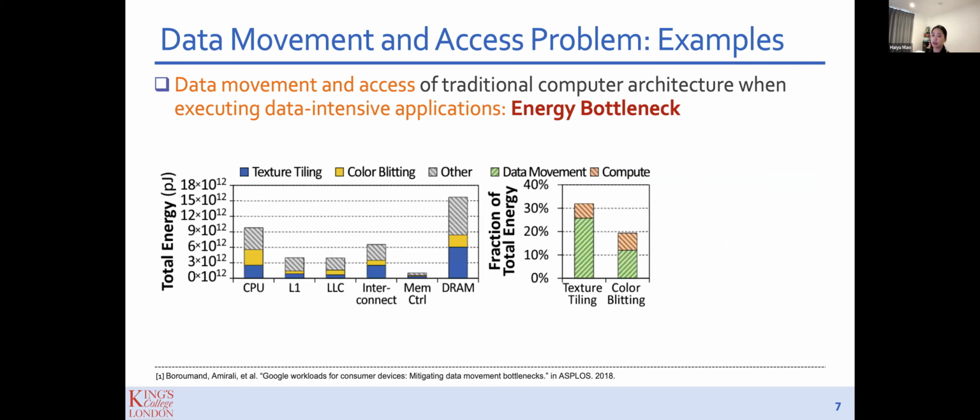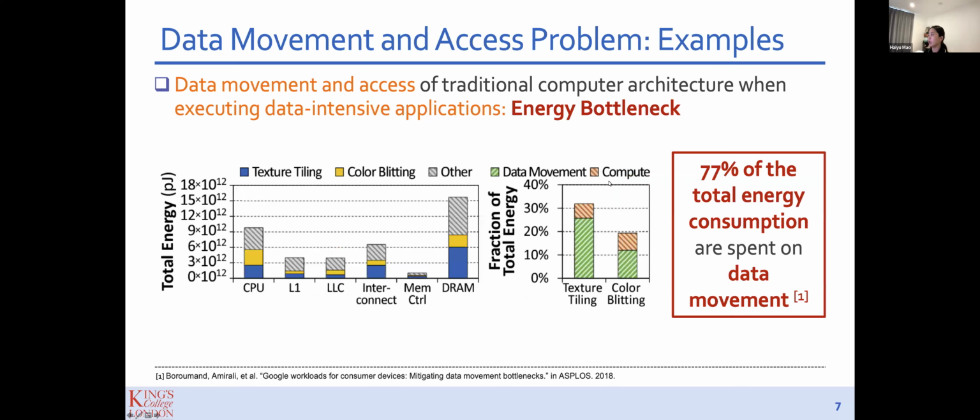And another thing is the energy bottleneck. Here is another example: when you use Google Docs and scroll up and down, you can see the data movement. The energy spent on the data movement is much larger than the energy spent on the computing, right? And this research showed that 77% of the total energy consumption is spent on the data movement.